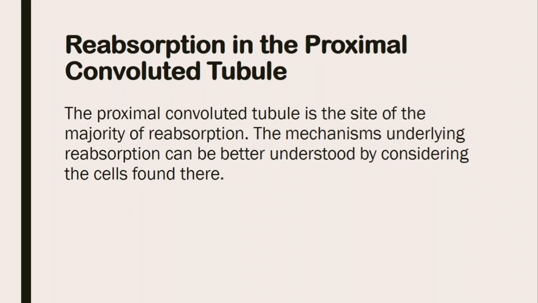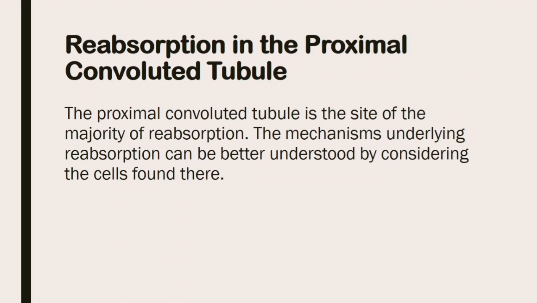Reabsorption in the proximal convoluted tubule. The proximal convoluted tubule is the site of the majority of the reabsorption. The mechanism underlying reabsorption can be better understood by considering the cells found in there. The cells of the proximal convoluted tubule have numerous microvilli, which dramatically increase the surface area available for reabsorption.